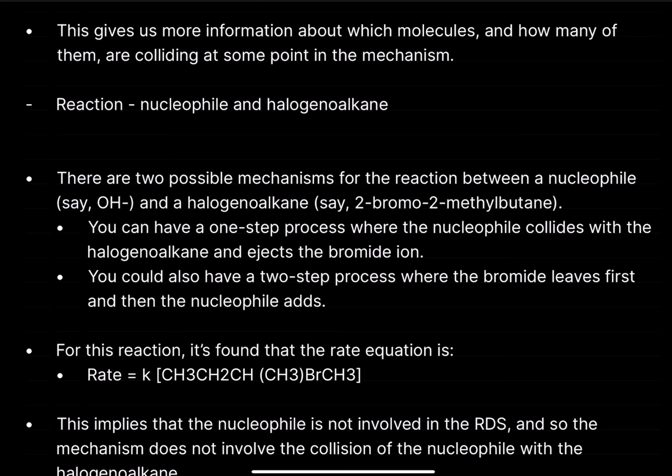For this reaction, it's found the rate equation is R equals k times the concentration of 2-bromo-2-methylbutane. What this implies is that the nucleophile is not involved in the rate determining step, i.e. the order of hydroxide ions is 0. If the order is 0, it's not part of the rate determining step. Anything to the power of 0 is 1, so we wouldn't write times 1; you just don't include it.